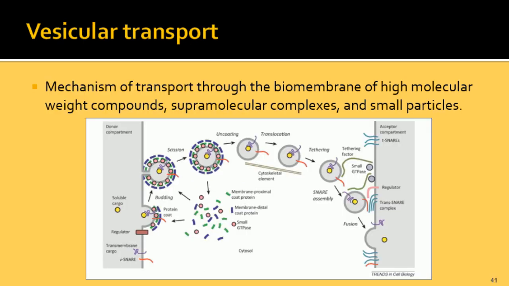Not only low molecular weight substances can pass through biomembranes, but also high molecular weight compounds and even relatively small particles. The transfer of particles through the plasma membrane occurs as part of a membrane vesicle and is called vesicular transport. In vesicular transport, endocytosis and exocytosis processes are distinguished depending on the direction of transport and the nature of the transported substances.